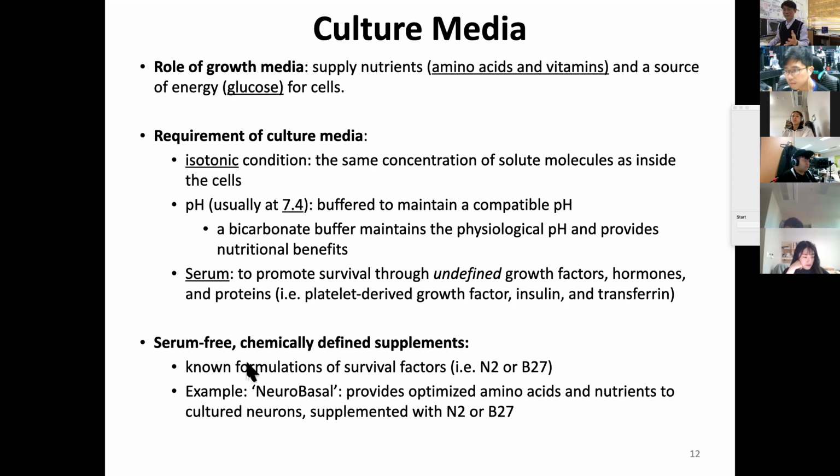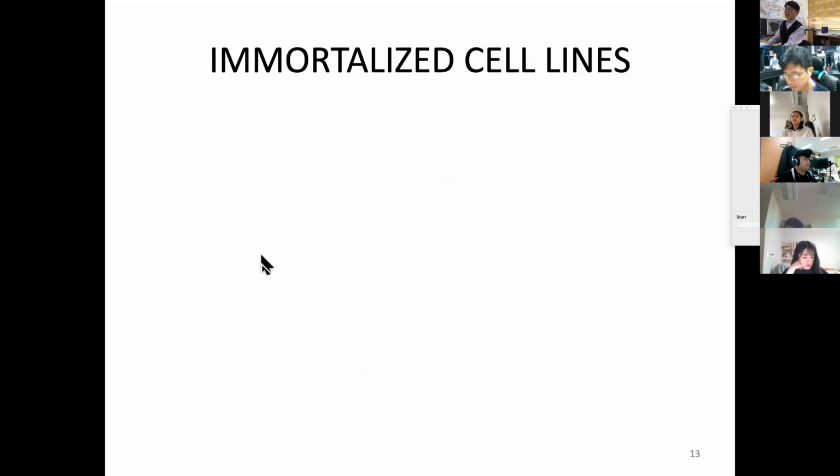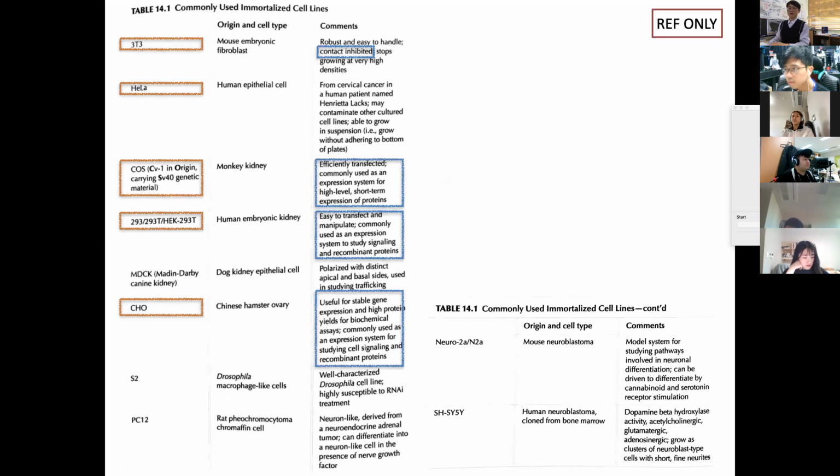So that is sometimes important compared to this serum. All right, immortalized cell lines. Sorry, this is a table, more general than neuroscience only. So I'm going to give you a point because you will hear this a lot in this field. 3T3 cells are fibroblasts, which are fiber-making cells. When you have a cut or injury, there's scar formation made by fibroblasts because they generate collagen. Okay, it has contact inhibition.